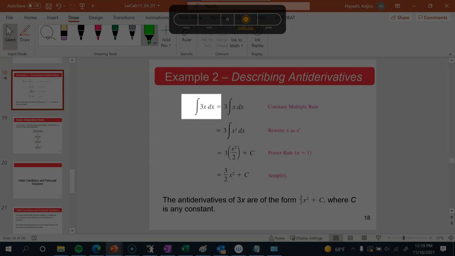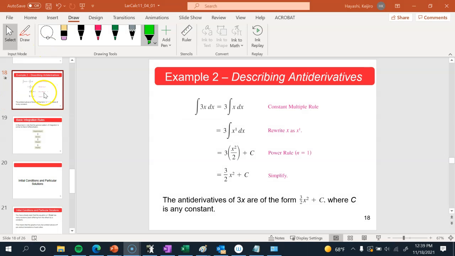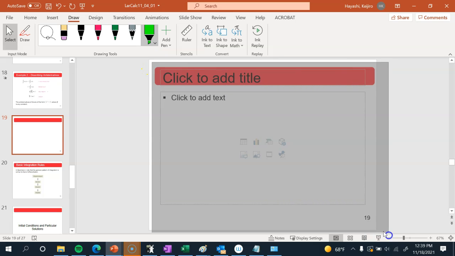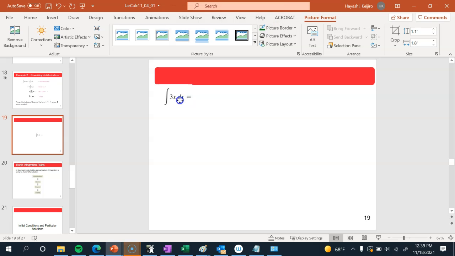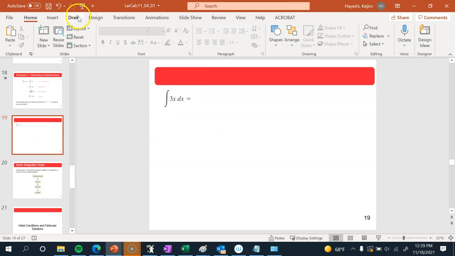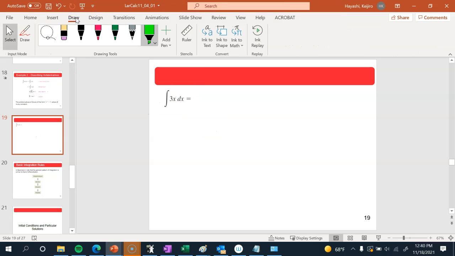So, let's say you wanted to find the antiderivative of 3x. Or, the indefinite integral of 3x. What that amounts to basically is, you're asking the question, okay, what function, big F, what big F function has 3x as its derivative? What function, if I take the derivative, is going to give me 3x.